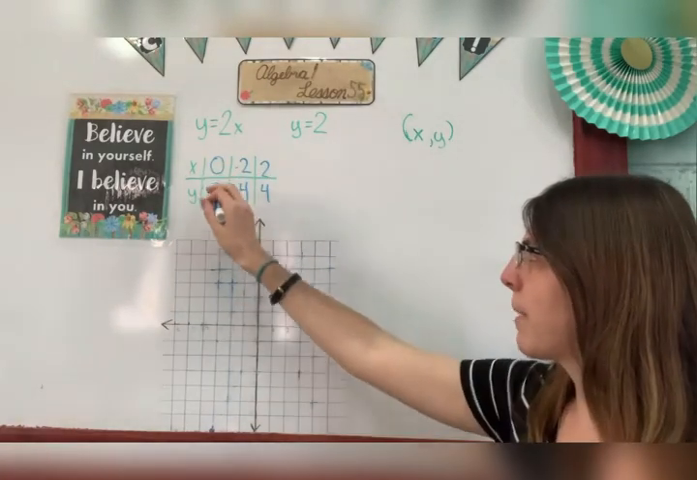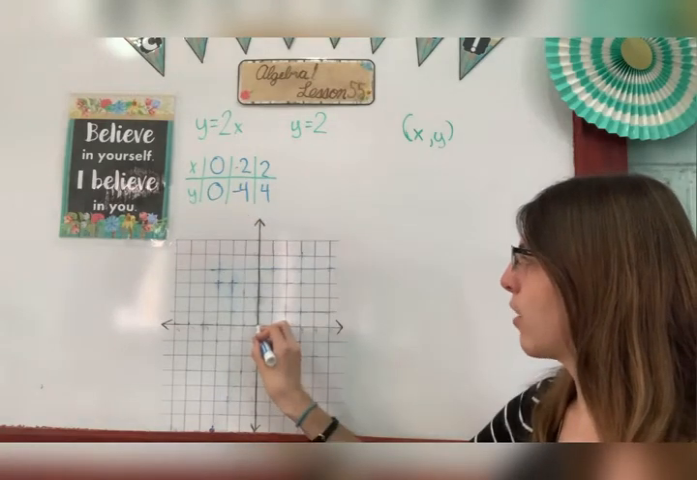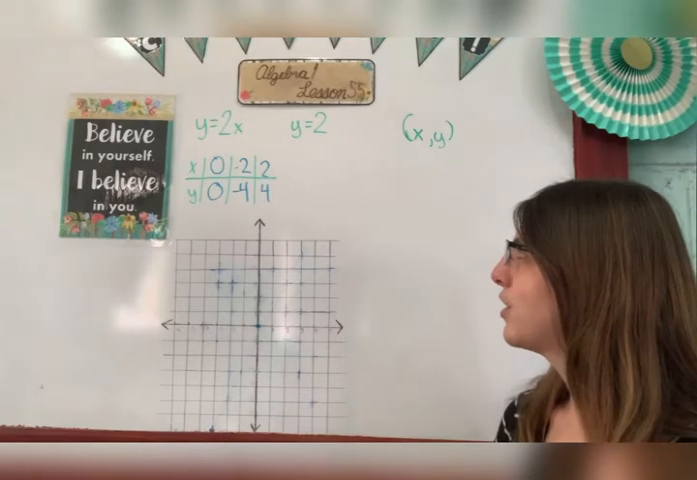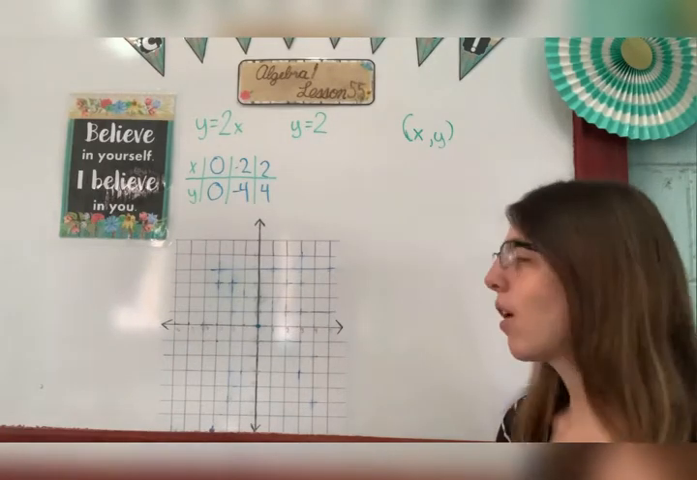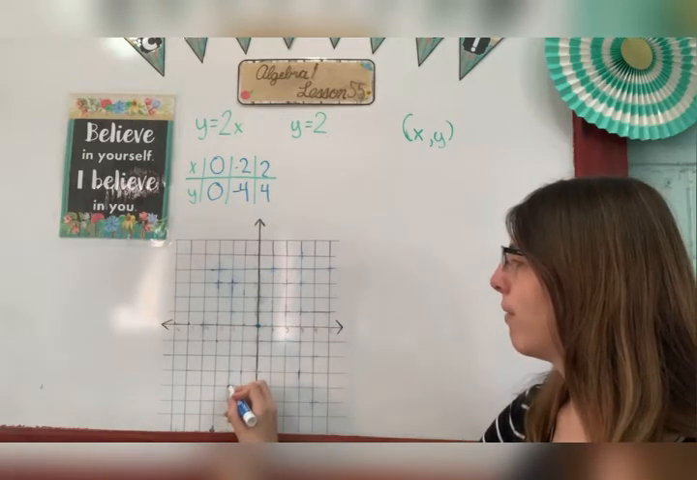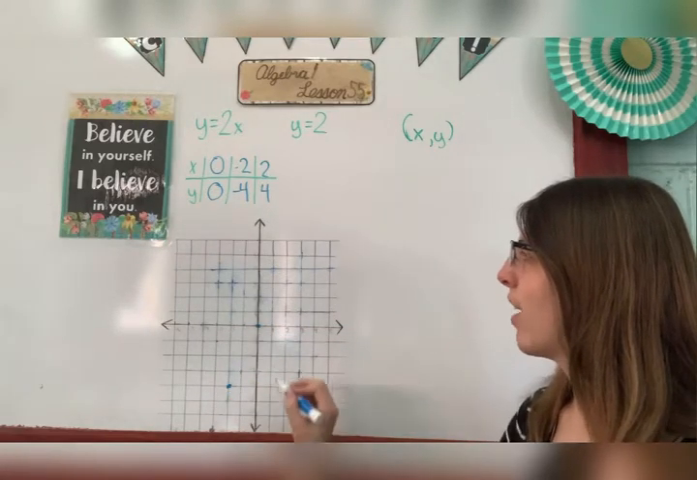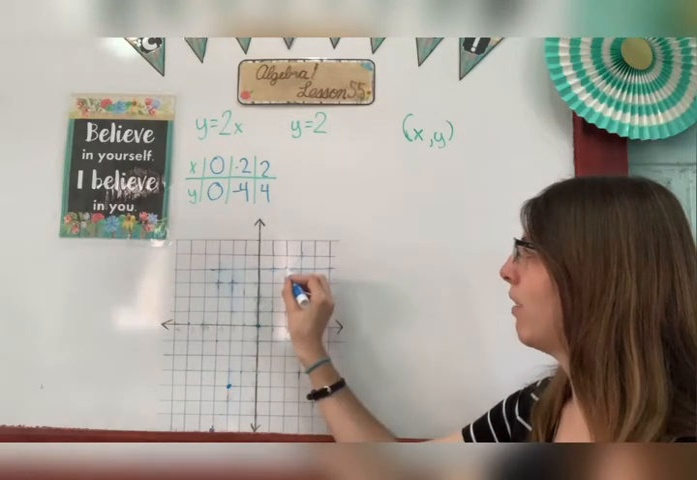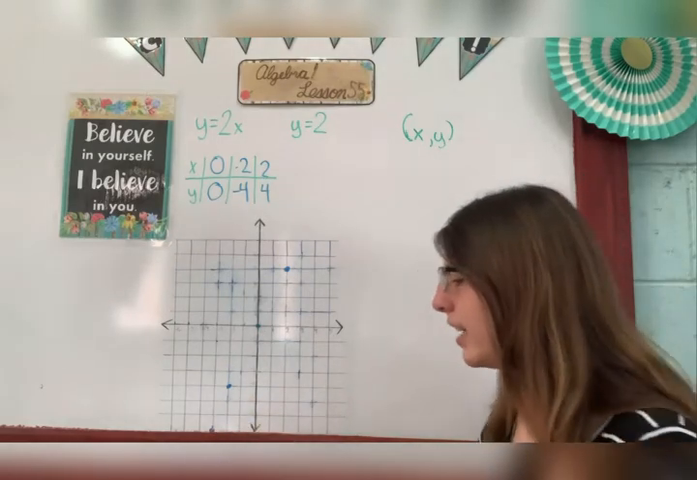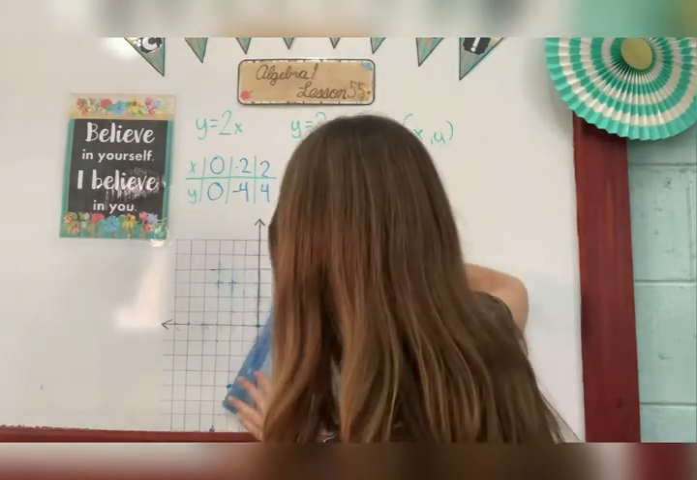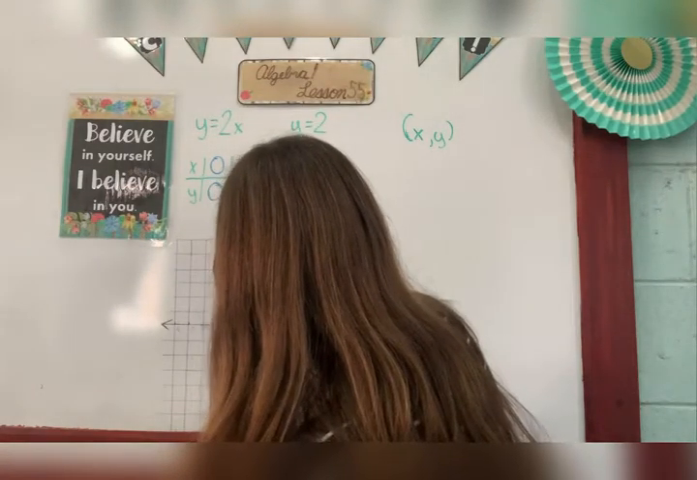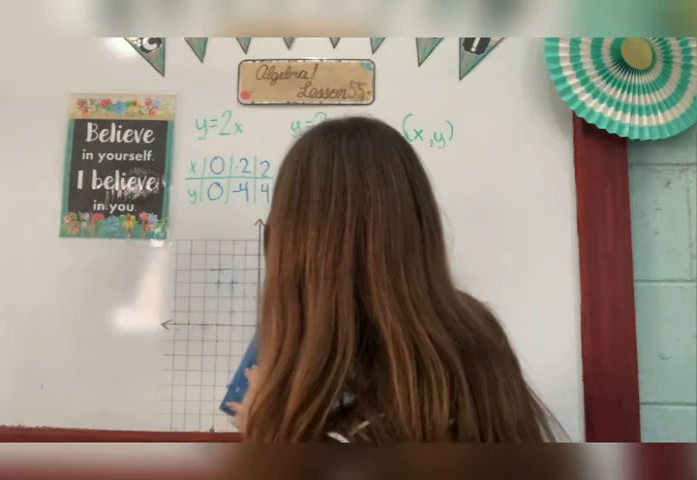So my first ordered pair is 0, 0. So 0 x, 0 y, that's right here in the middle. Then my next ordered pair is negative 2, negative 4. So I go over negative 2, I go down negative 4. My next ordered pair is positive 2, positive 4. So that one goes right there. And I'm going to take my ruler and connect my points, trying to do this in a straight line as possible.